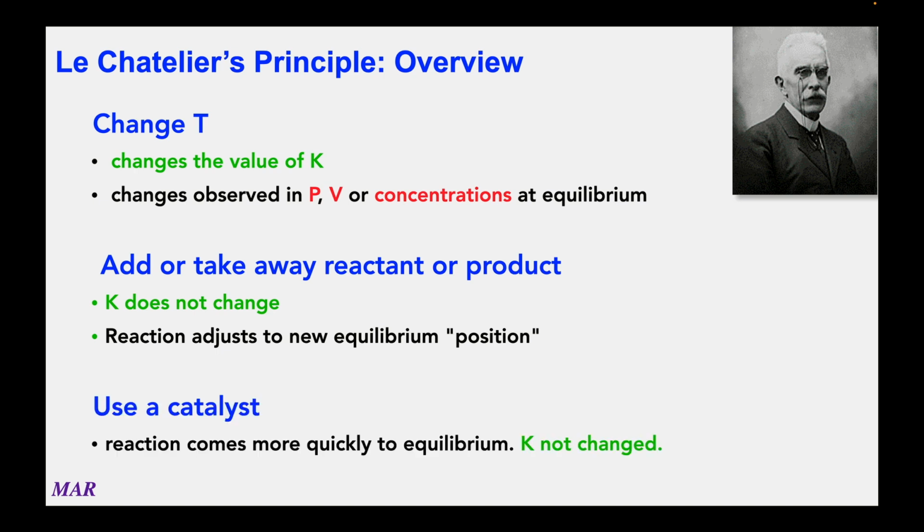You can have a catalyst. We haven't talked about it, but catalysts just make the reaction come to equilibrium quicker. K itself is not changed. Catalysts are usually more talked about in the kinetics chapter, but if you see anything about it, it doesn't affect the position left, right, or anything like that. It just makes it achieve equilibrium faster, which is kind of cool too.